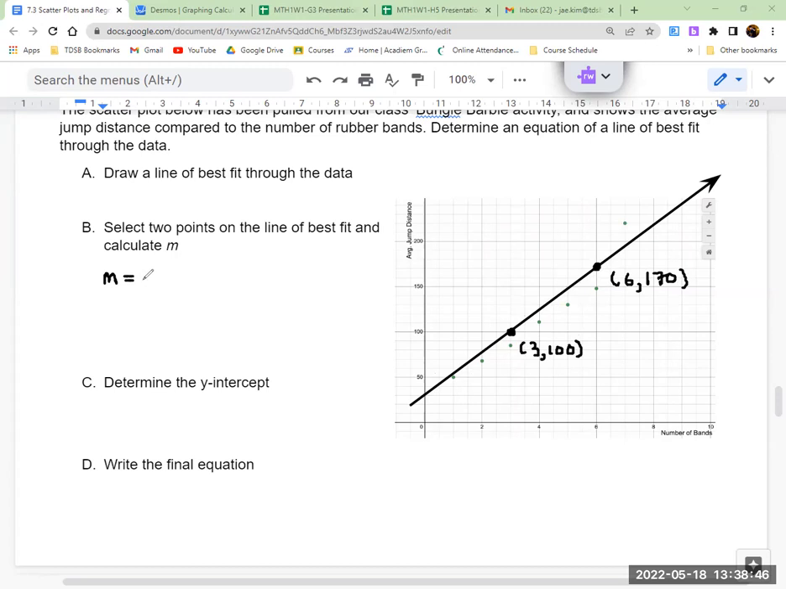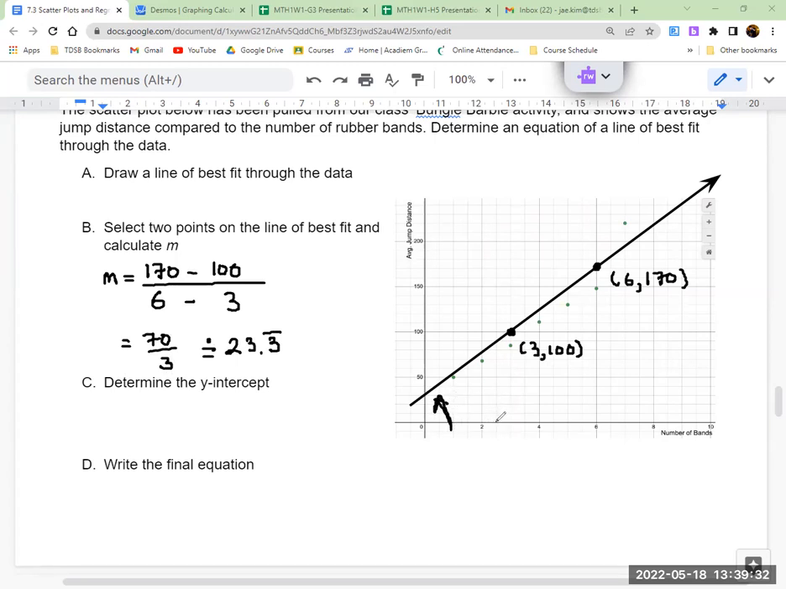My m is, remember, your numbers might be a little different than mine. Okay? So this gives me 70 over 3. Well, I could leave it as 70 over 3, or for your sake, just to have a better understanding, this is about 23.3 repeating. But I'm going to leave it as a fraction. Now I need your help. Based on my line of best fit, what's my y-intercept? Look up here. What's my y-intercept?